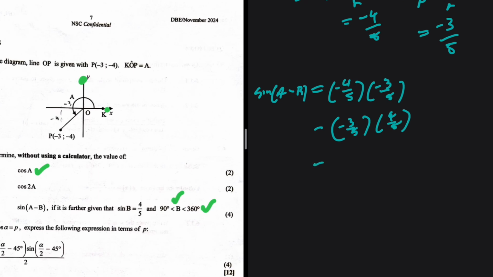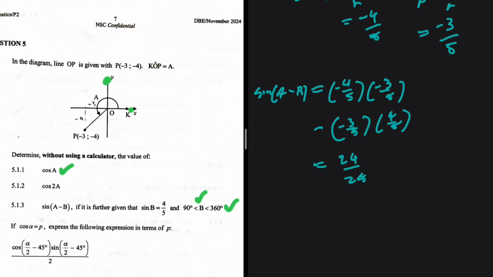Okay, so let's take a look. Let me just put that in my calculator and not complicate my life. Minus 4 over 5 times minus 3 over 5, minus minus 3 over 5 multiplied by 4 over 5. I get 24 over 25. So yes, that's what we end up with there.